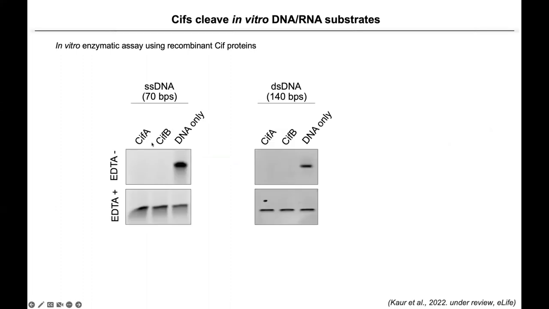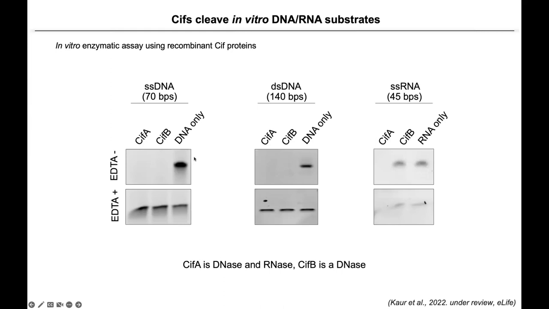We incubated these recombinant CIF proteins with different DNA substrates. One is a single-stranded DNA substrate, and another is double-stranded. And we found that both CIF A and B are able to cleave these DNA substrates. And this is a positive control where no CIFs are incubated, it's only DNA. And as a proof of principle, we also used the same reaction setup in the presence of EDTA. So EDTA is a chelator that quenches the cation activity, which is responsible for nuclease action. So if you add EDTA, the nuclease activity will be ablated. And this is a control here.